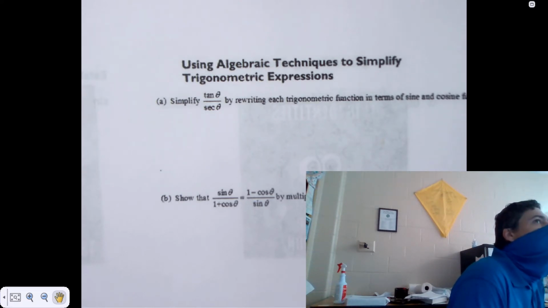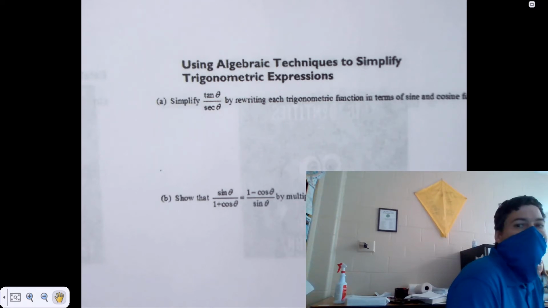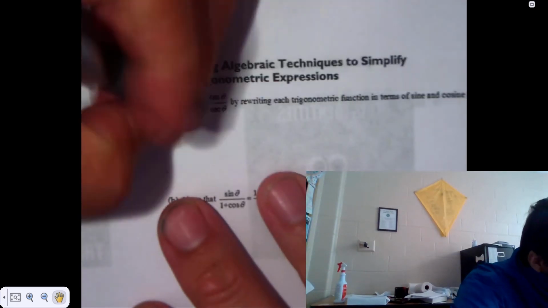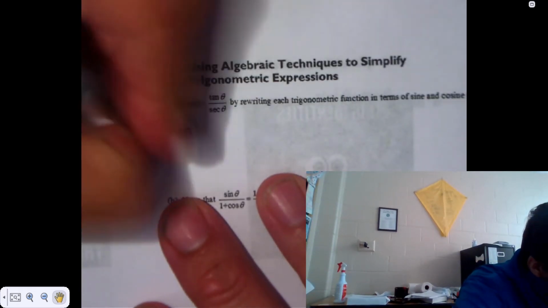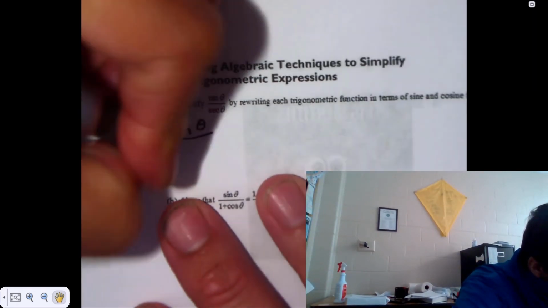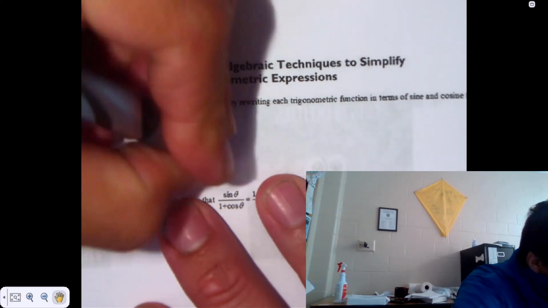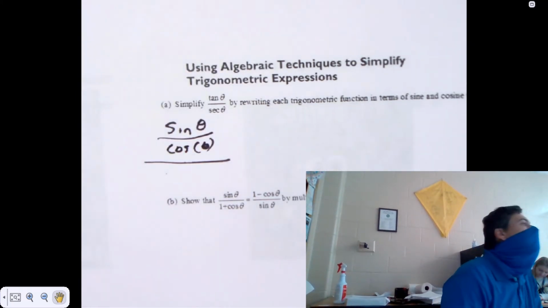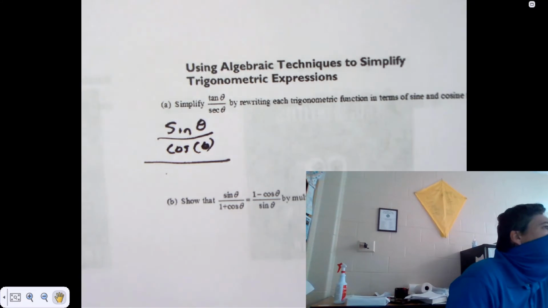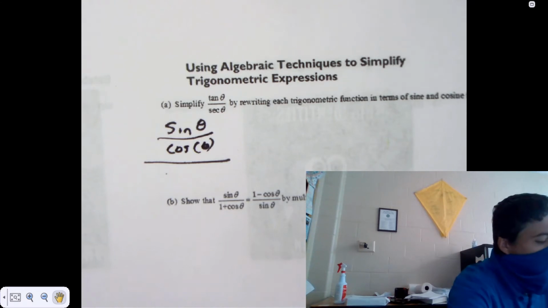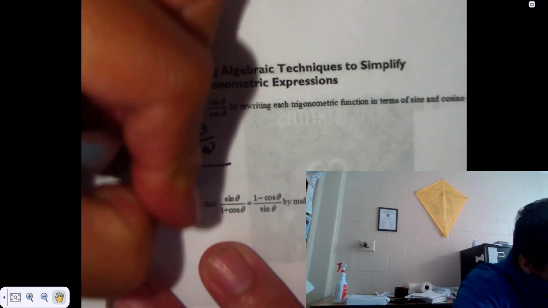What is this really? Well, what is tangent in terms of sine and cosine? Tangent is sine over cosine. So we have the sine of something divided by the cosine of something. And then we rewrite secant. How do you rewrite secant? 1 over cosine, from your reciprocal identities, not your quotient identities. 1 divided by cosine of theta.